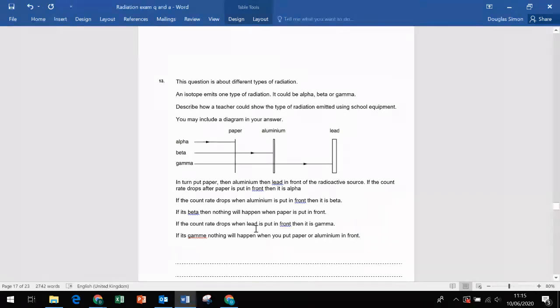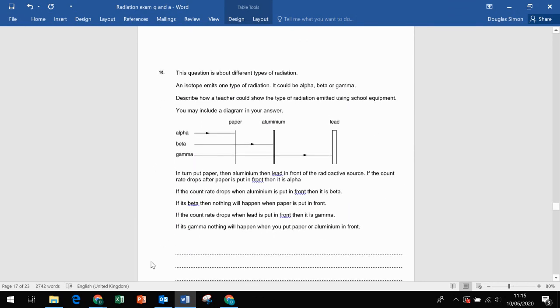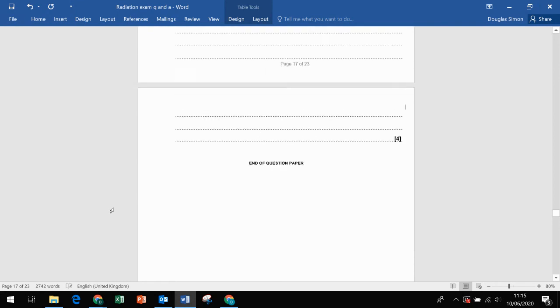All right, pretty standard question. They love this kind of idea. So this here, very important to learn. I think that is the end of the questions.